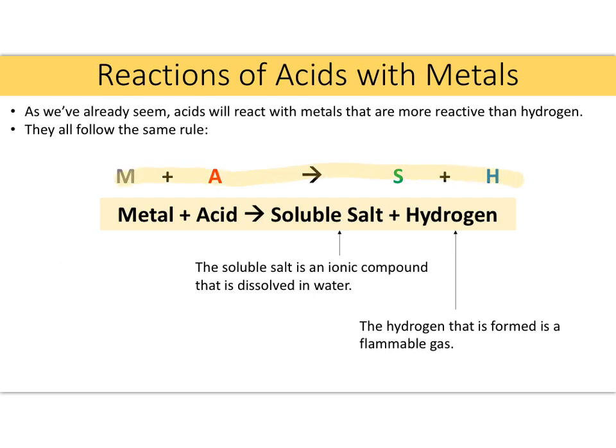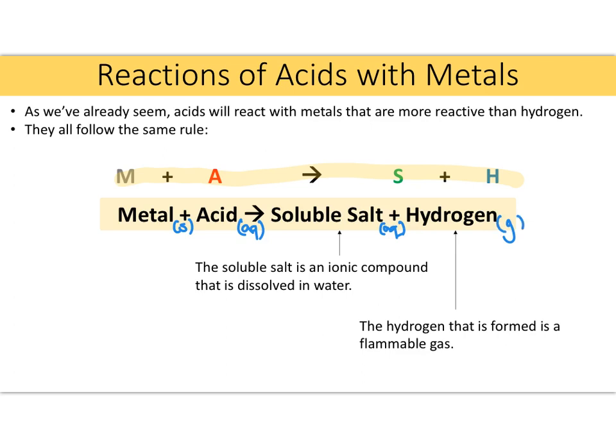Basically, a metal and an acid is going to produce a soluble salt and hydrogen. If we just think about the state symbols, all metals except mercury are solids, so I'm just going to write S for solid. All acids are aqueous because they're all dissolved in water. If it's a soluble salt, the salt's going to be an ionic compound, but if it's soluble, that means it's dissolved in water, so that's going to be AQ, or aqueous as well. And then hydrogen is a gas, so we're going to have G.